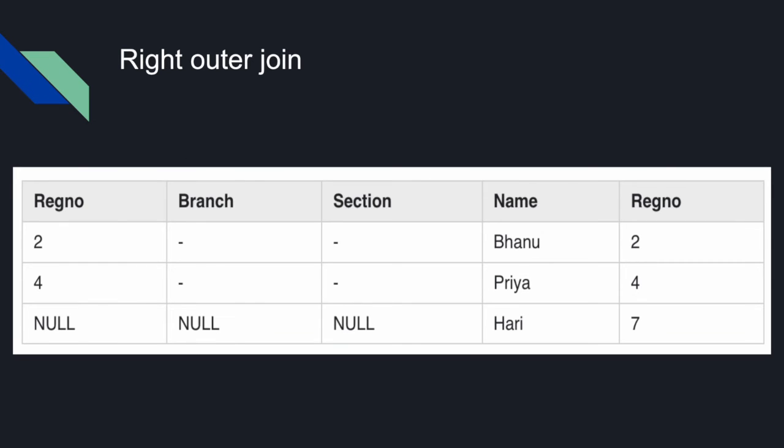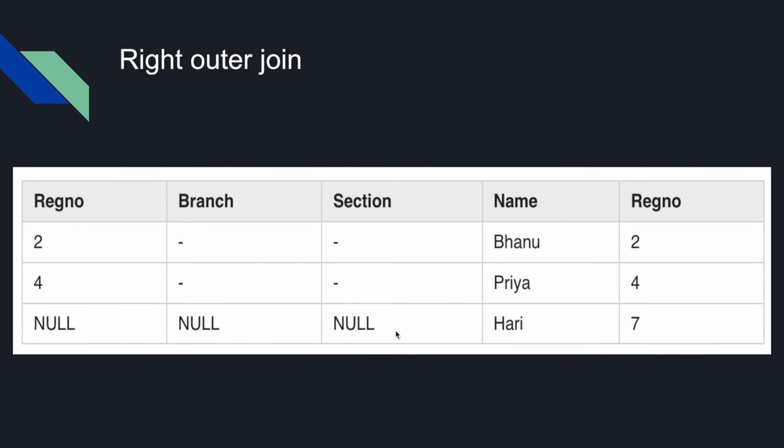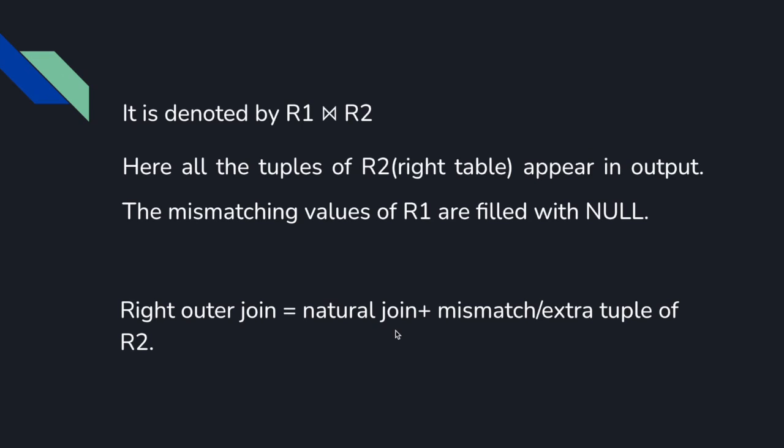Right outer join. In this we have a table of registration number 2, 4, branch, section, name Bhanu, Priya, Hari, registration number 2, 4, 7. Here the empty cells are filled with dashes or nulls. It is denoted by R1 right outer join R2. Here all the tuples of R2, which is the right table, appear in the output. The mismatching values of R1 are filled with null, as we can see here. Right outer join is equal to natural join plus mismatch or extra tuples of R2.